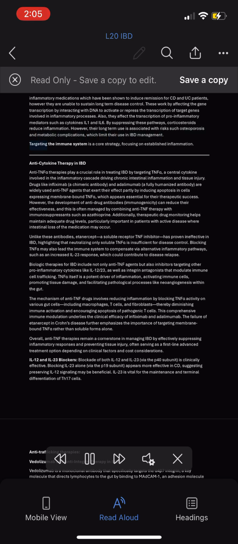Targeting the immune system is a core strategy, focusing on established inflammation. Anticytokine therapy in IBD.